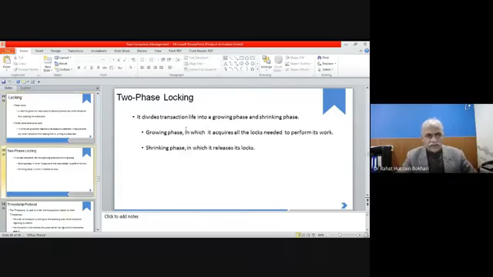Now, another aspect is two-phase locking. It divides the transaction life into a growing phase and a shrinking phase. There are two phases for that: one is the growing phase and the other is the shrinking phase, which is two-phase locking. The growing phase is the phase in which it acquires all the locks needed to perform its work. And the shrinking phase is the phase in which it releases its locks. So these are the two aspects within two-phase locking.